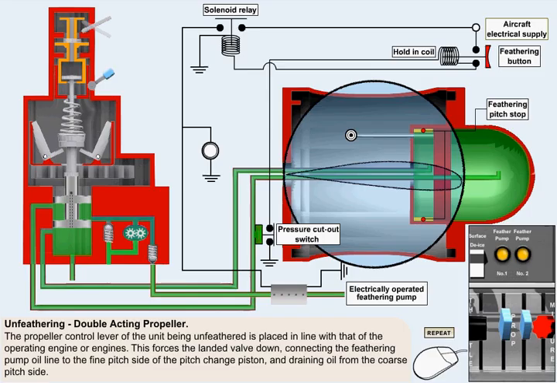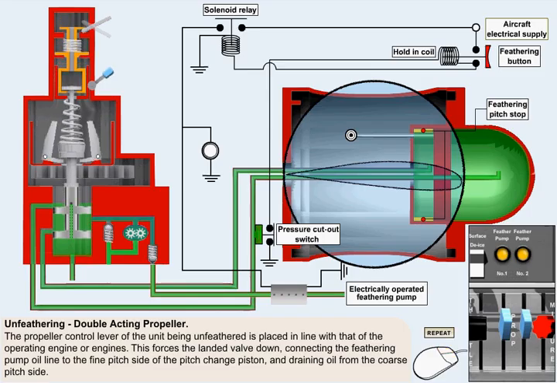The propeller control lever of the unit being unfeathered should be placed in line with that of the operating engine or engines, and where fitted, the feathering lever should be reset. This allows the speeder spring to push the landed valve down. It also helps to minimize the yaw which will inevitably accompany the effect of unfeathering. Pressure oil can now be directed to one side of the pitch change mechanism to move the piston towards a finer pitch, and coarse pitch oil will be allowed to drain from the other side as it does so.